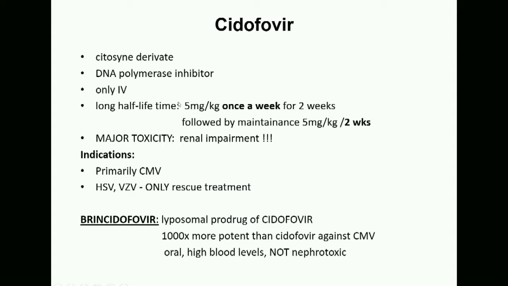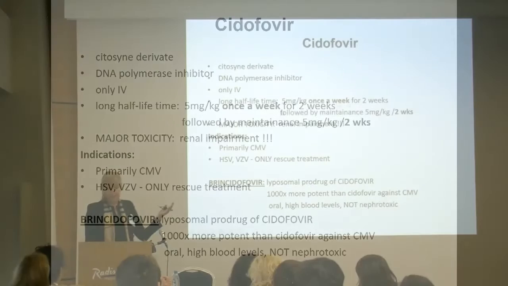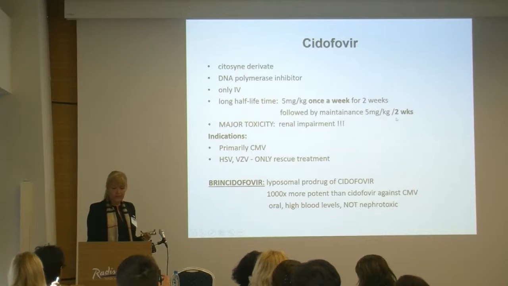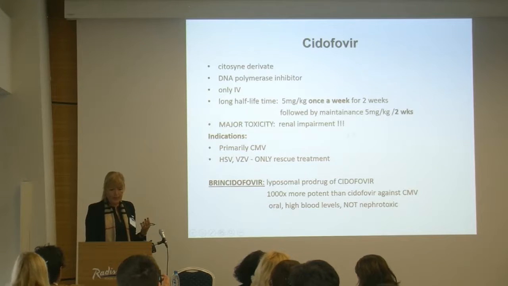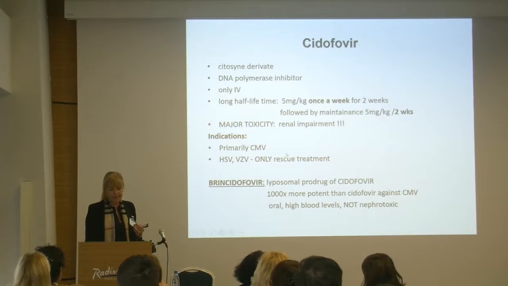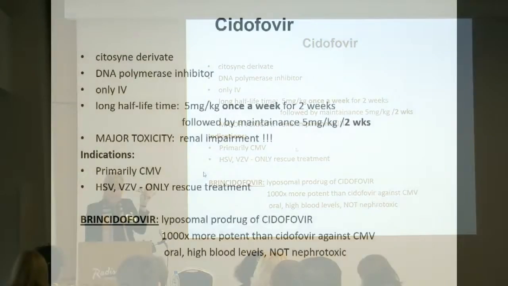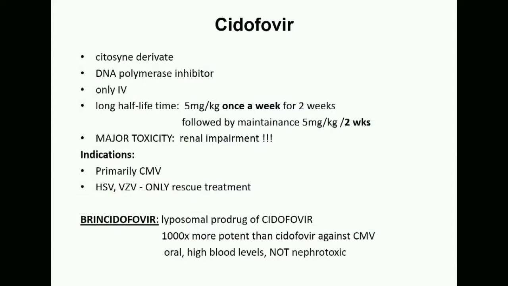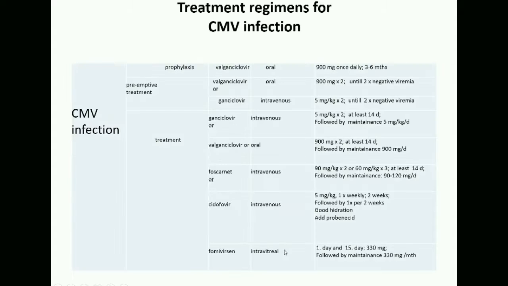Cidofovir, a DNA polymerase inhibitor, intravenously, has a long half-life, so it can be administered once a week or afterwards even once or twice a week, again primarily for CMV infection. And then, importantly for the future, but it's already there, the liposomal prodrug of cidofovir, brincidofovir, which is 1,000 times more potent than cidofovir against CMV. It's oral, high blood levels, not nephrotoxic, so whatever you like, it's there.